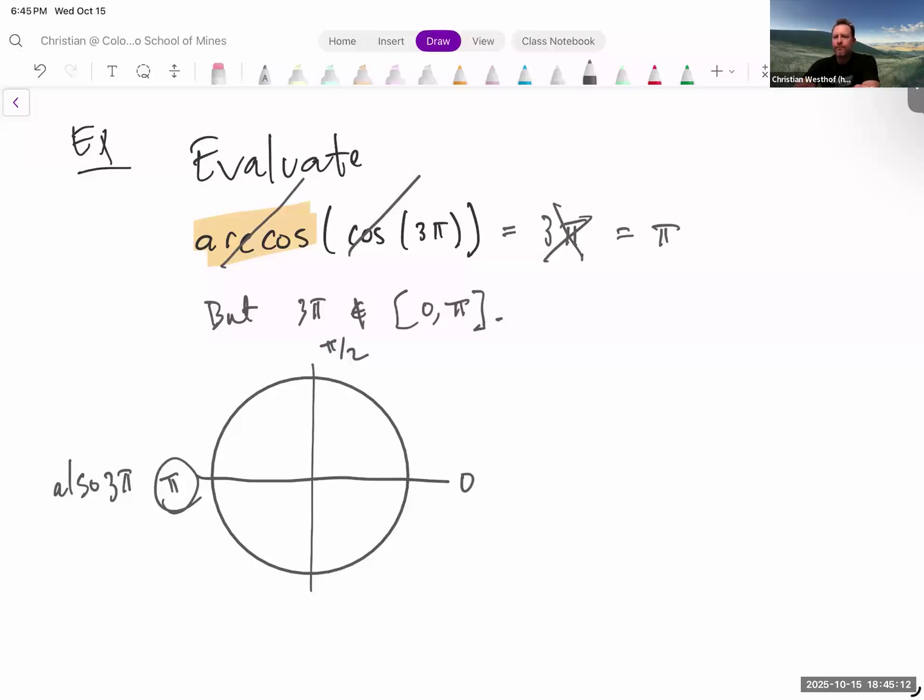Another way to have done that would be to evaluate cosine of 3 pi. So if we had arc cosine of cosine 3 pi, cosine of 3 pi is -1. Arc cosine is asking for which angle on the unit circle has an x value of -1. There's only one location, over here at pi. You could write 1 pi, 3 pi, 5 pi, 7 pi, any odd multiple of pi, but we only want pi. So it equals pi, again, because of our interval 0 to pi.